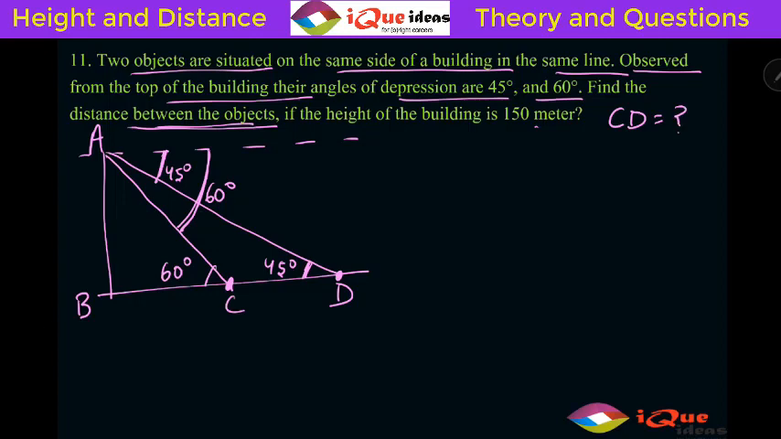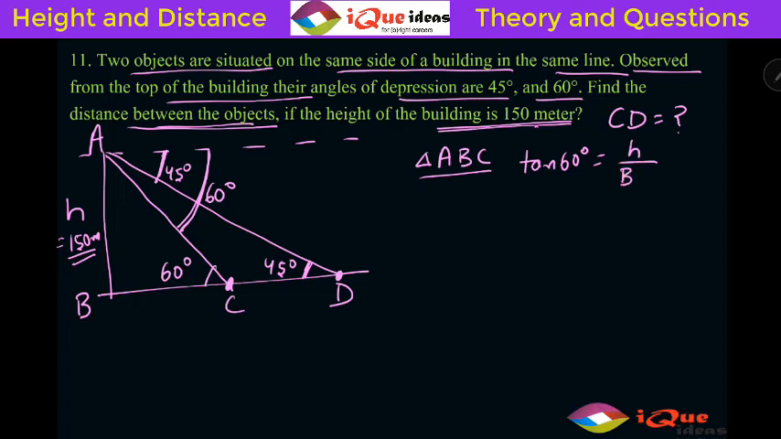All right. Now let's do one thing. The height of the building is given as 150 meters. So let's say height is equal to 150 meters. Now look at triangle ABC. In the triangle ABC, we have tan 60 degrees, that is equal to H divided by BC. Now tan 60 degrees is root 3. So we have BC equal to H by root 3 meters. Let it be like this only. You could have taken X or Y also, but I'm just saying let it be H by root 3 meters.